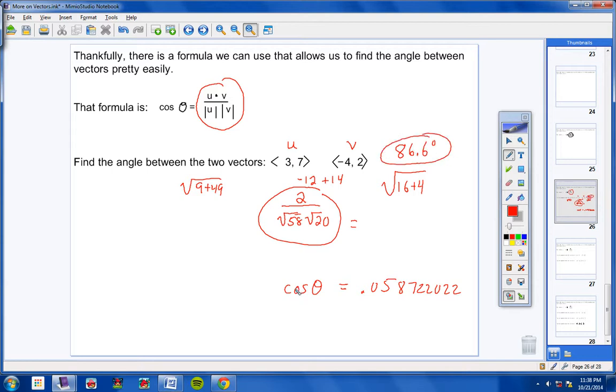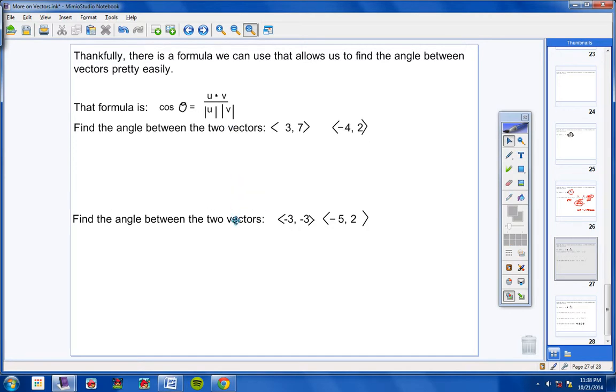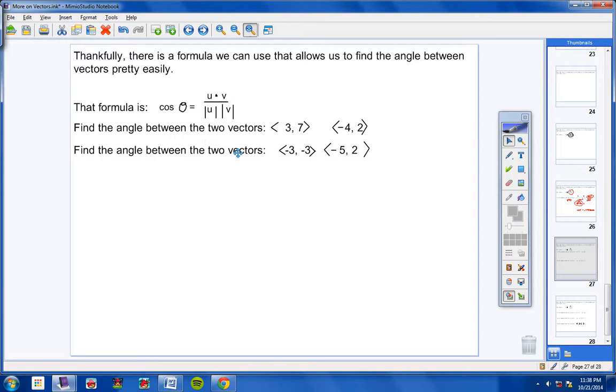It's pretty simple, okay? I'm probably going to bore you by doing 3 of these, but I'd rather bore you than lose you, okay? So let's try another one. You can work ahead or watch me, okay? Let's find the angle between these two vectors here. I'm going to slide this up to get some room, and here we go, okay?